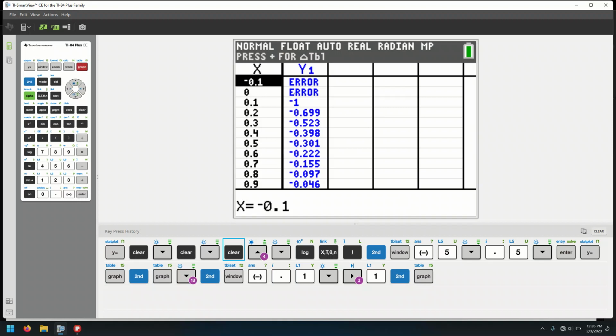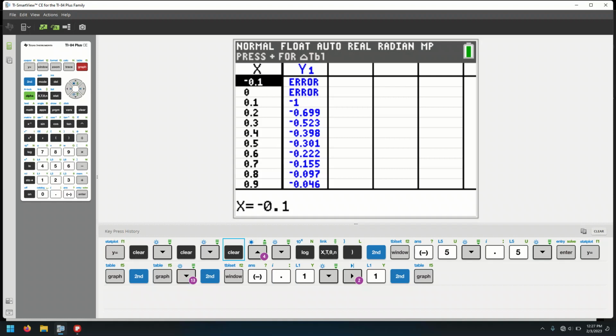So notice at 0, we get an error, but for smaller values close to 0 from the right, such as 0.1, 0.2, we start getting outputs. We start getting outputs, that's where the function is defined. So that's why when finding the domain of a logarithmic function, we only consider the set of positive values as the okay inputs for the function.